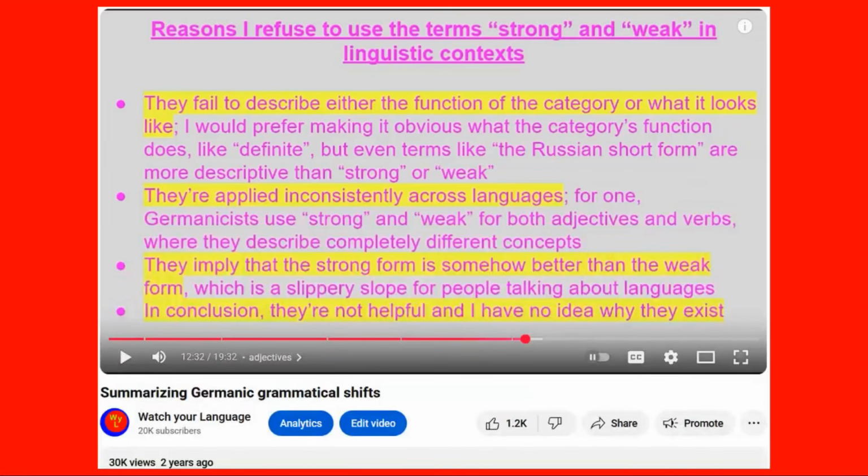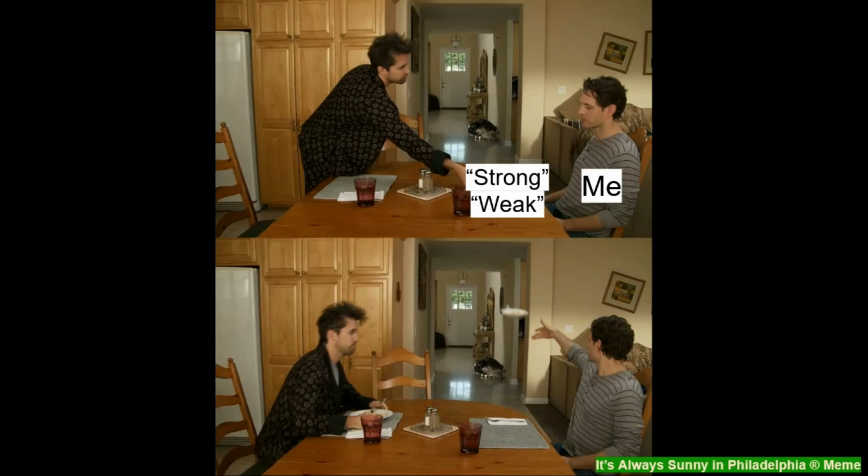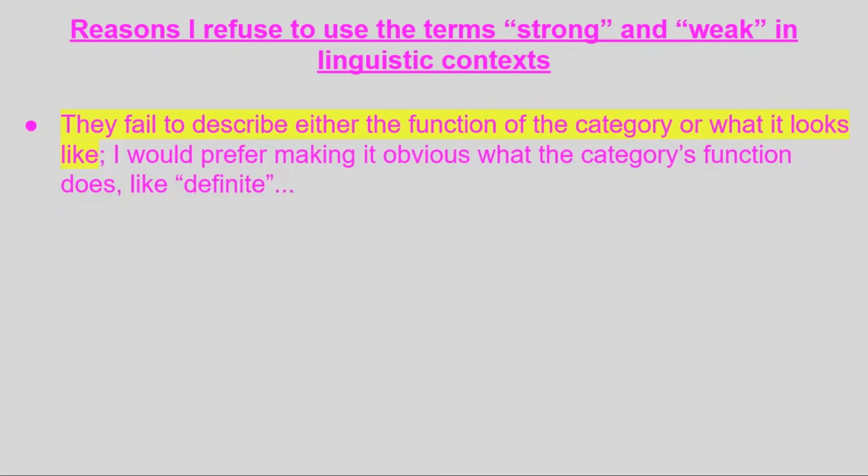After that is something I've also talked about before with the Germanic grammatical shifts, that being, the terms strong and weak do not belong in linguistics. I have three main reasons for this, starting with the fact that they tell me nothing about either the function of the grammatical category or its appearance. Optimally, a grammatical category's name tells me what it does, even if in some overly pedantic Latin form like the nominative case or the conditional mood.